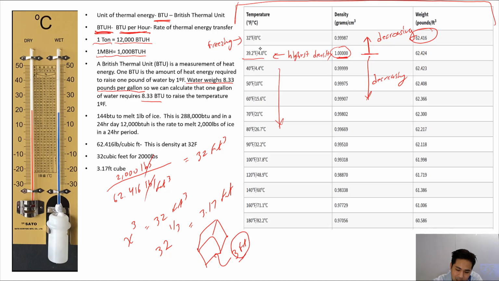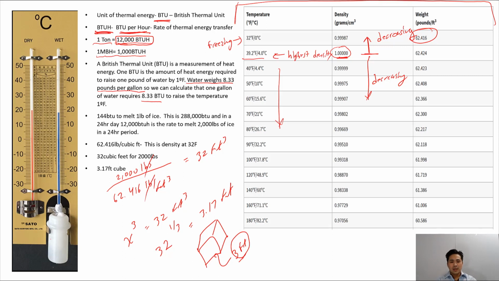So 1 ton is the amount of heat required to melt that block of ice, approximately 3 feet in dimension on all sides, within a 24-hour period, and that heat is 12,000 BTUs per hour. So that's what a ton is representing.